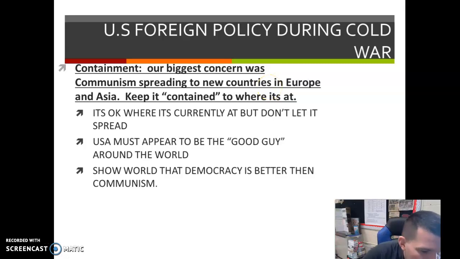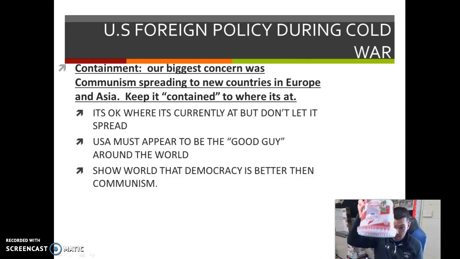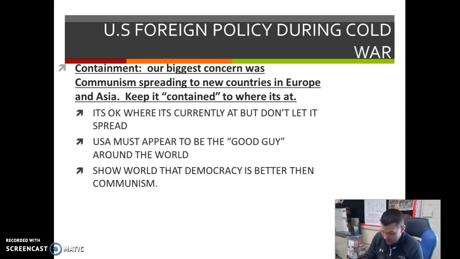Think of it like this. I want to squash it. I want to keep it in this bucket. It still exists, but keep it squashed in this area. That's the goal of this foreign policy. So don't let it leak. This is going to be our main premise for the next 40 years. This is why we're going to fight in Korea. This is why we're going to fight in Vietnam, guys. Because we don't want it leaking out and spreading to other parts of the world. So that's what containment means. This was our biggest concern. Keep it where it's at.